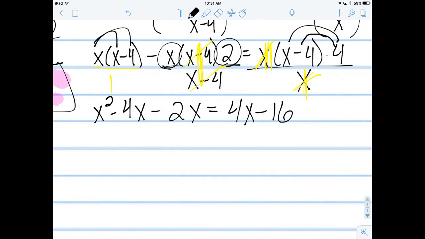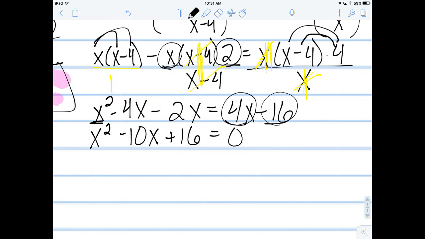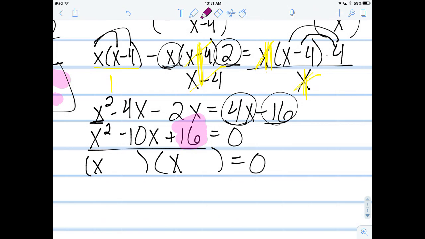Okay, so now here we've got a quadratic, it's got an x squared in it, so we're going to need to get everything to one side. So I'm going to subtract the 4x and subtract the 16. Negative 4x minus 2x is negative 6x, minus 4x would be negative 10x, and then plus 16 equals 0. Okay, let's see if this will factor. X and x. Let's see. What multiplies to give me this and adds to give me this one right here.